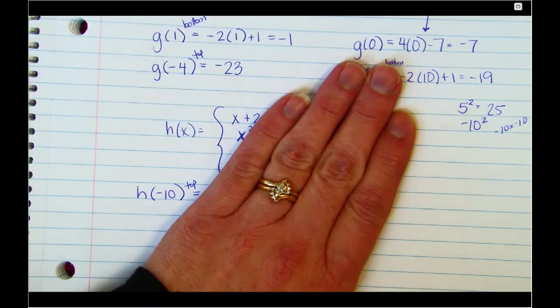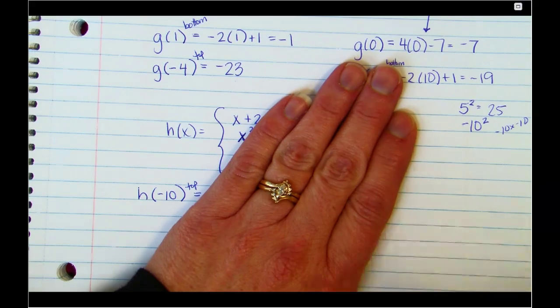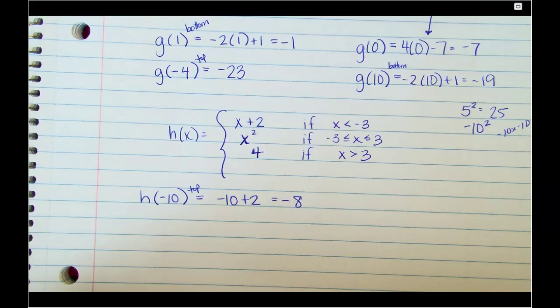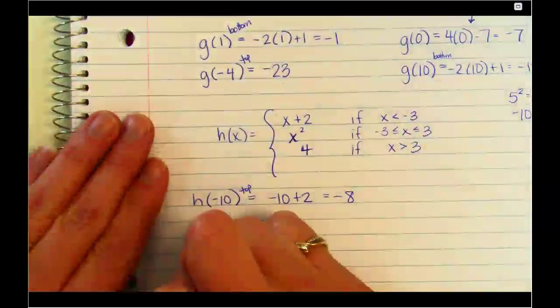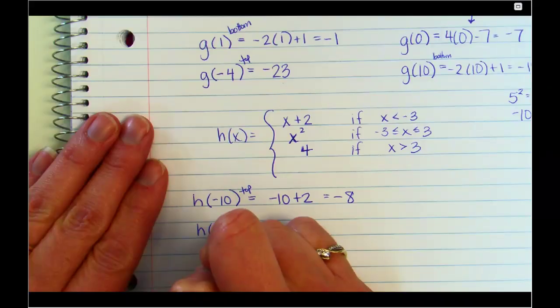Okay, stop talking. Listen to me, please. Why is it positive? Negative times a negative. So when you see something squared, don't freak out. It means multiply it by itself. Okay, so let me have you do h of 2.